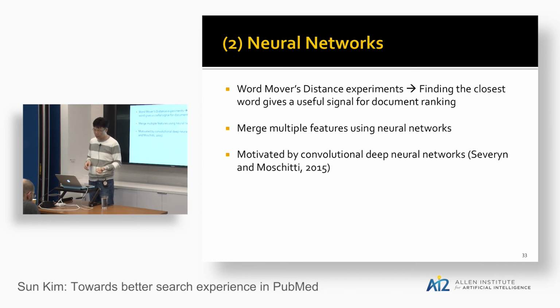In previous slides, I explained our experiments using learning to rank for word movers distance. Now, I will describe a similar approach, but using neural networks. From the earlier word movers distance experiments, it's clear that finding the closest word in meaning gives a useful signal for document ranking. So we want to apply this information to the Severyn and Moschitti convolutional neural network approach.